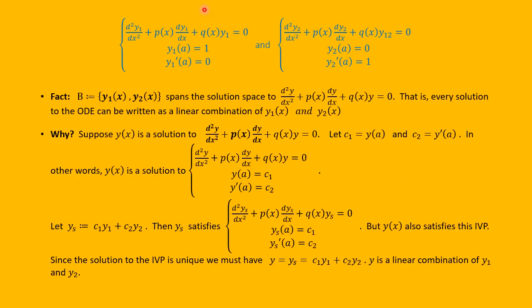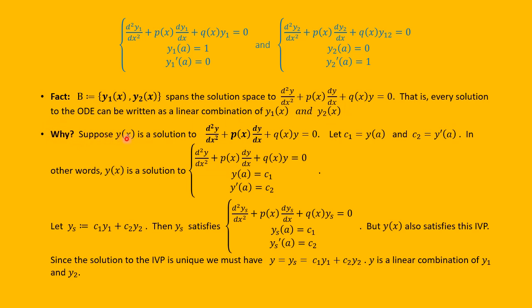Okay, we're still looking at two functions, y sub 1, y sub 2, that satisfy these two initial value problems. And here's a fact that we're going to show. Let B be the set with the two functions y sub 1 and y sub 2 of x. That set of functions spans the solution space to this differential equation. That is, every solution of the ordinary differential equation, this one here, can be written as a linear combination of y1 and y2. So let's see why that's true.